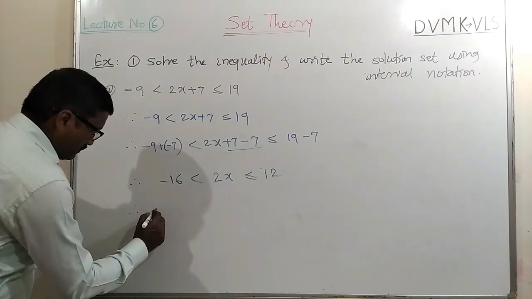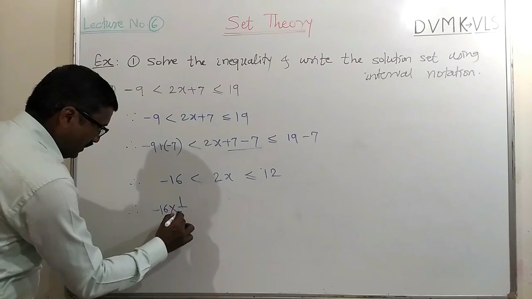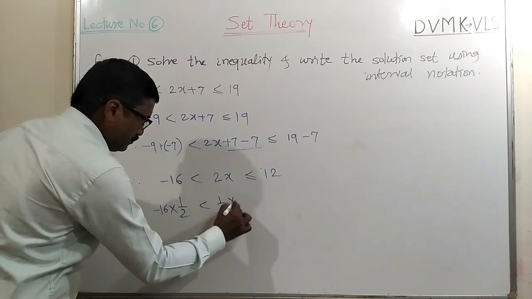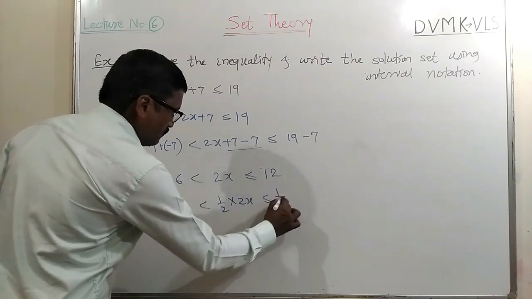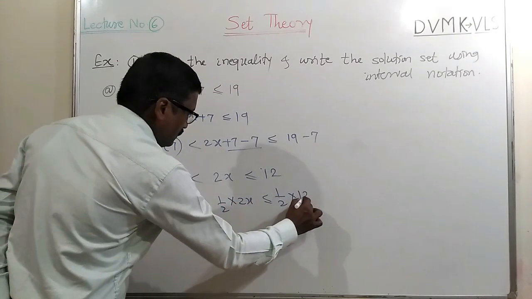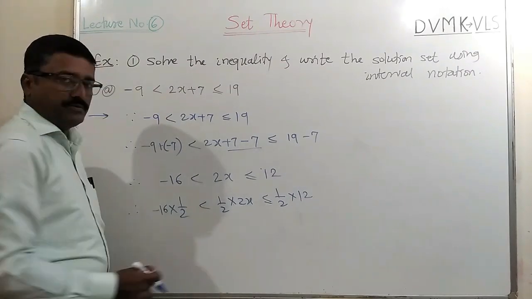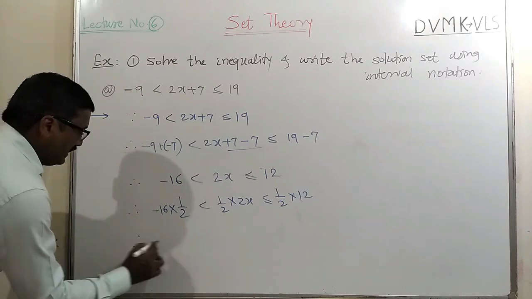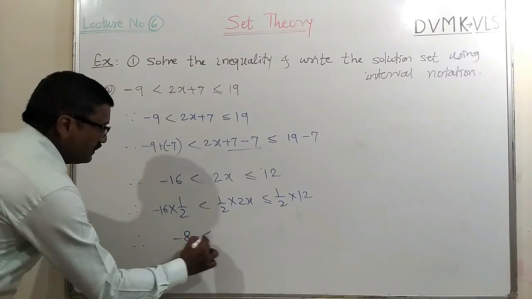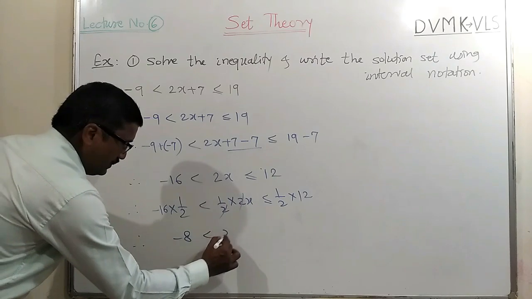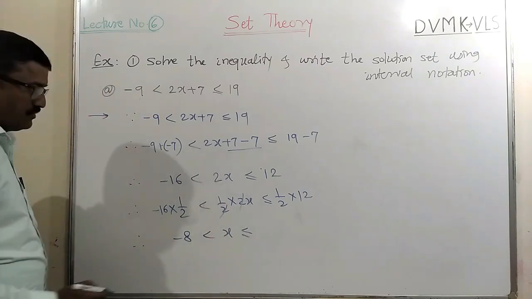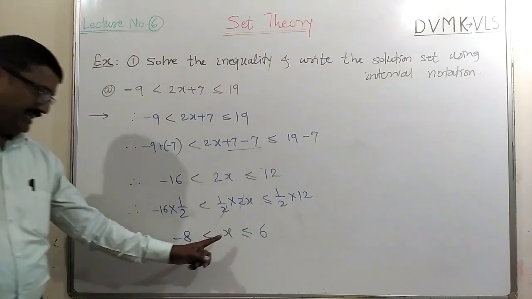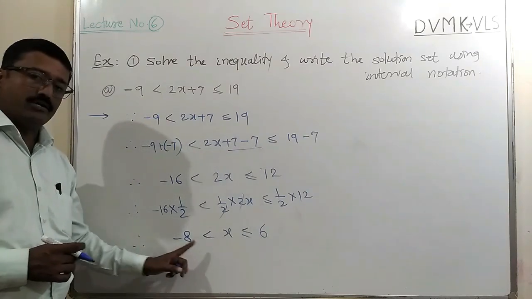Therefore, minus 16 into half is less than half into 2x is less than or equal to half into 12, where this half is a positive real number, so there is no change in the inequalities. Here we get minus 8 is less than, here the 2 gets cancelled, remains only x, is less than or equal to 12 upon 2, that is 6. So here x is greater than minus 8 means x is not equal to minus 8.